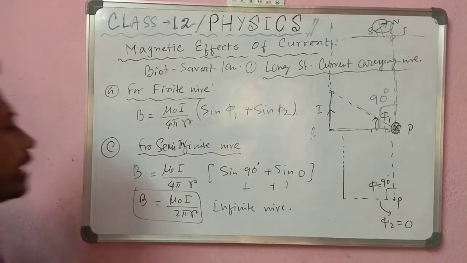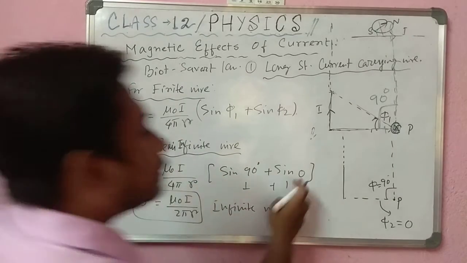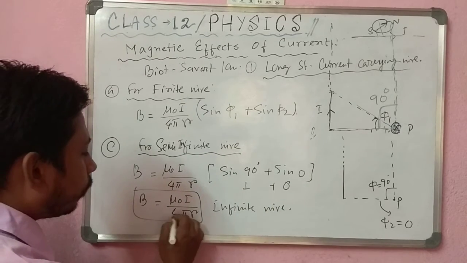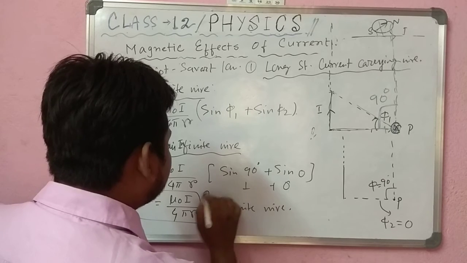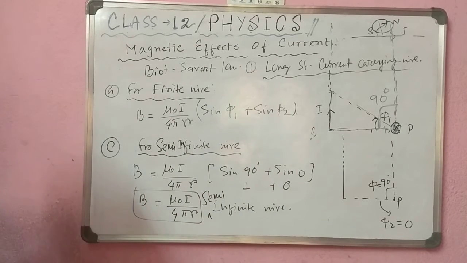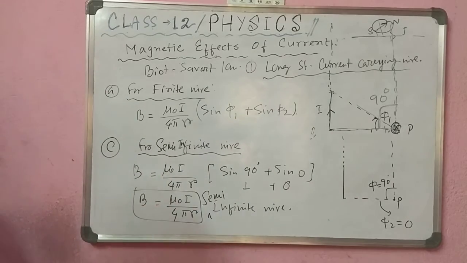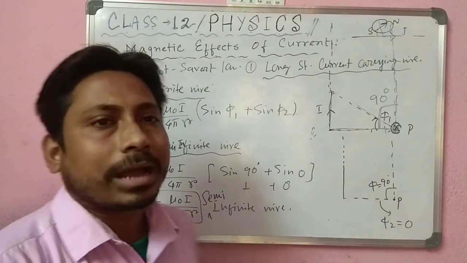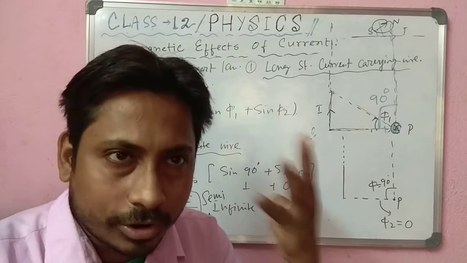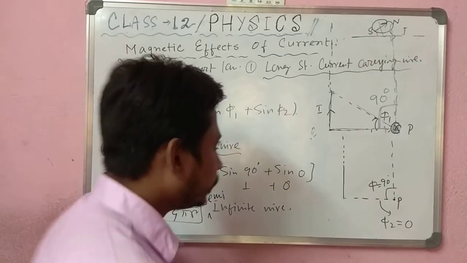For semi-infinite, mu naught I by 4 pi R, sine 90, and sine 90 means 1, sine 0 means 0. So only mu naught I by 4 pi R. This is for the semi-infinite wire. Did you get it, student? So we have seen three parts of applications of current carrying wire, and now part number 4, D. Student, let's see number D.